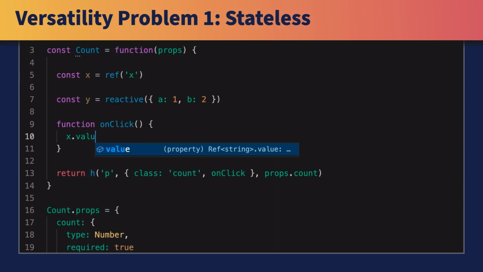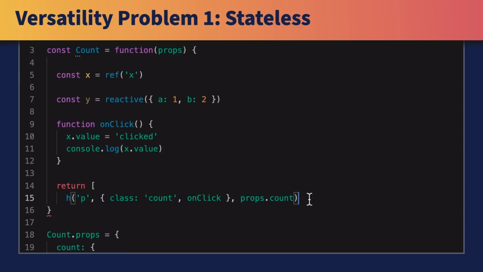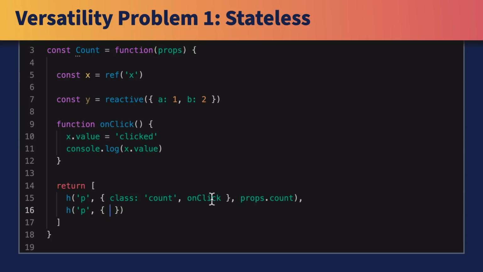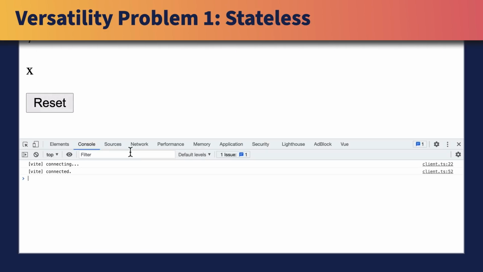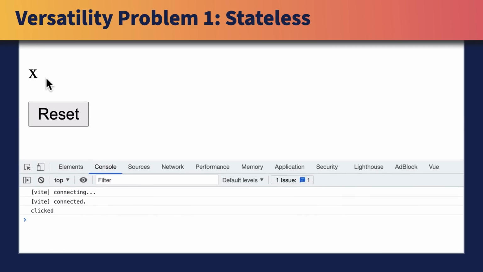Let's do an experiment. Change the value of the ref in the onClick callback and log the result. Let's create an additional element to render the X value, and put the onClick event here instead. Now go to the browser. You can see the X value is rendered here. Let's also open the console. When we click on this X element, you'll see its updated value getting logged to the console. But the element itself did not get re-rendered with the updated value. It doesn't matter how many times you click on it, it just stays the same.